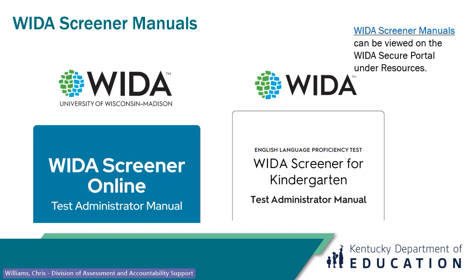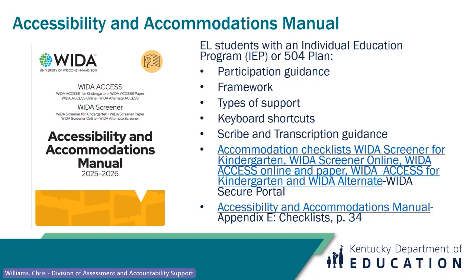These are very important. Make sure that you have read each of these manuals, depending on whether you're going to administer one or both of them. If you're just going to administer one of them, make sure that you've read the appropriate manual and have passed the training. Also, if you've got students who have an IEP or a 504 plan and are taking the screeners, make sure that you've gone over the accessibility and accommodations manual.